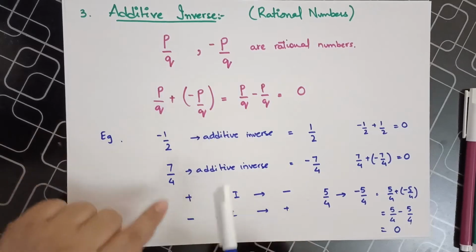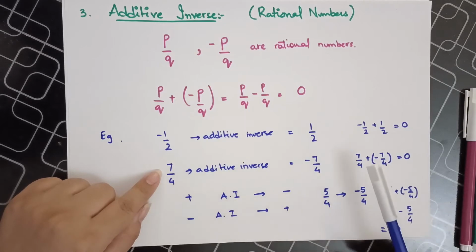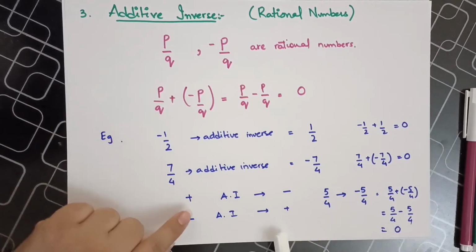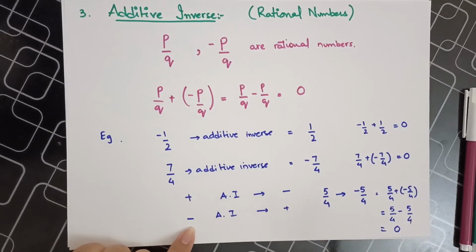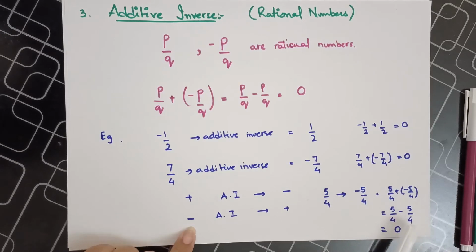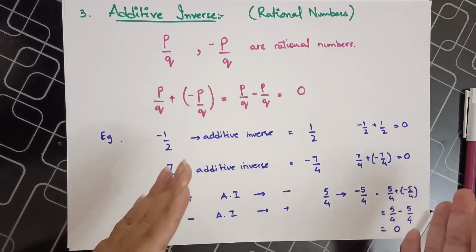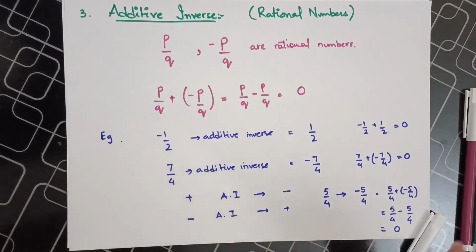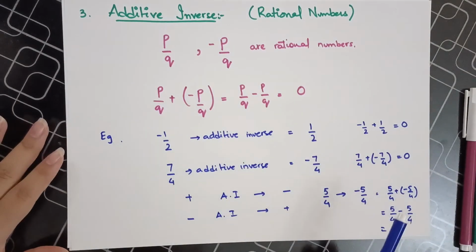Okay, so whatever sign the number carries, the additive inverse will always carry the opposite sign. If the number is carrying a positive sign, its additive inverse will carry a negative sign. And if the actual number is carrying a negative sign, its additive inverse will carry a positive sign. Inverse means opposite. You add the opposite sign number to the original number to get the final answer as 0.